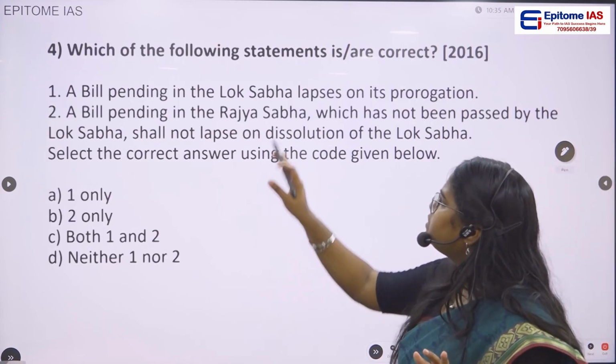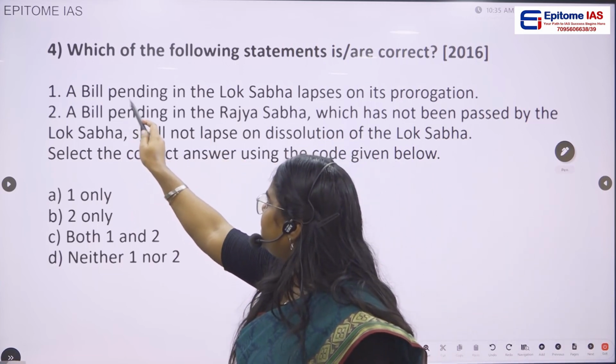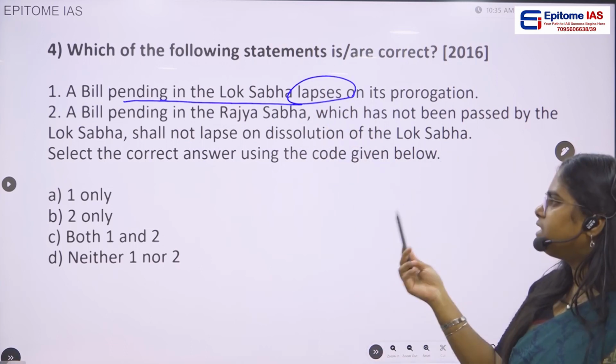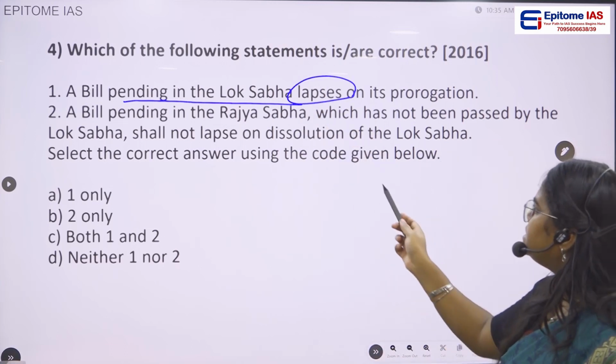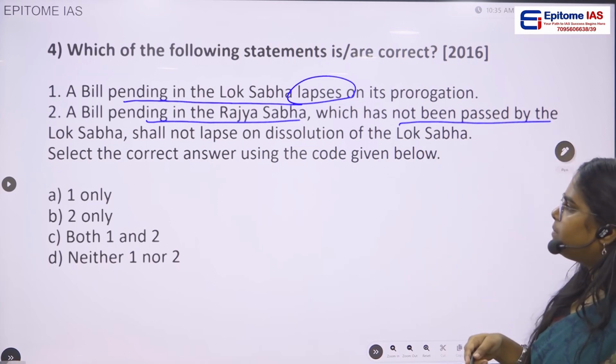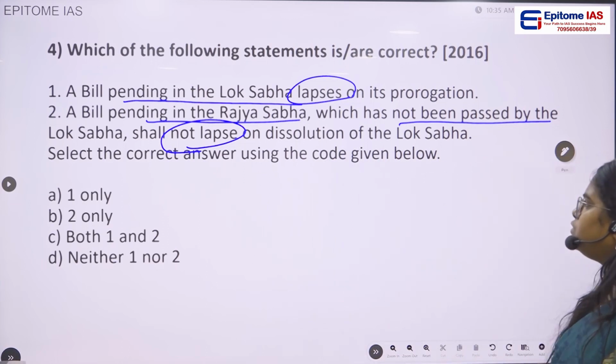Next question. Which of the following statements are correct? Statement 1. A bill pending in the Lok Sabha lapses on its prorogation. Statement 2. A bill pending in the Rajya Sabha which has not been passed by the Lok Sabha shall not lapse on the dissolution of Lok Sabha.